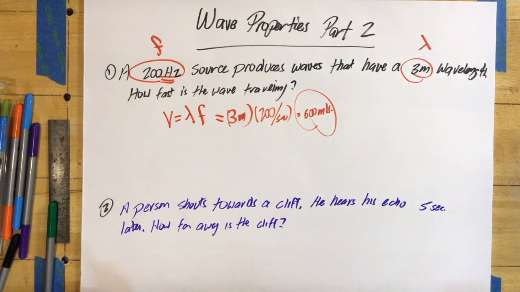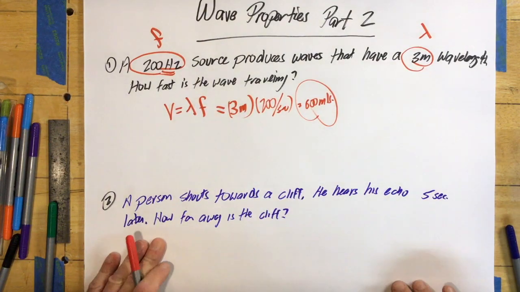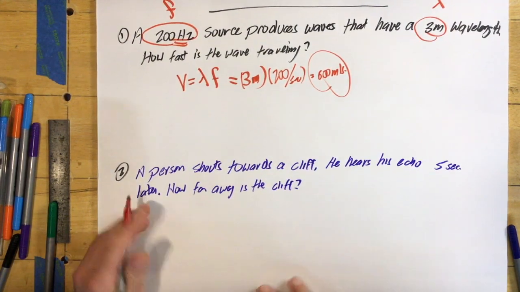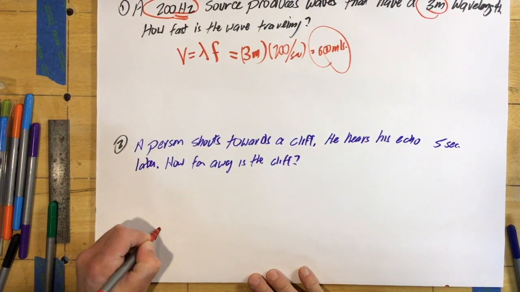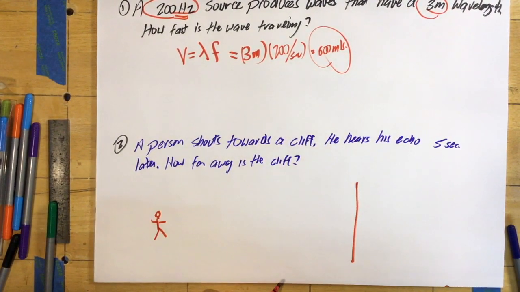The second one is an echo type problem. Like you'll see a sonar, someone's shouting toward a cliff, and they're going to ask you something about either how far away the object is that it reflects off, or the total time to hear the echo, things like that. So in this problem, you have a person standing at some distance away from a cliff. He hears his echo 5 seconds later. How far away is the cliff?